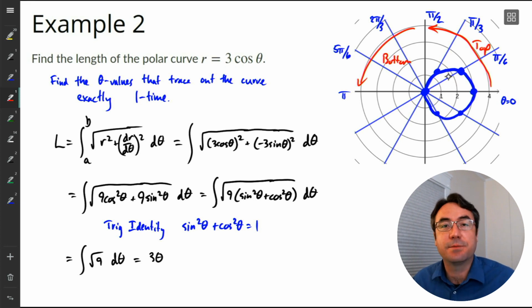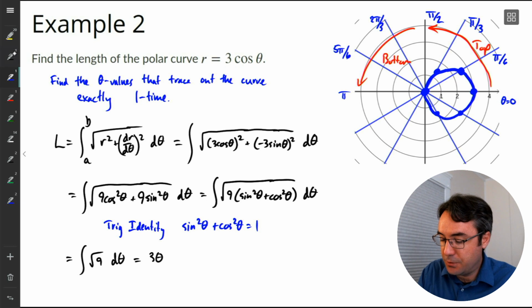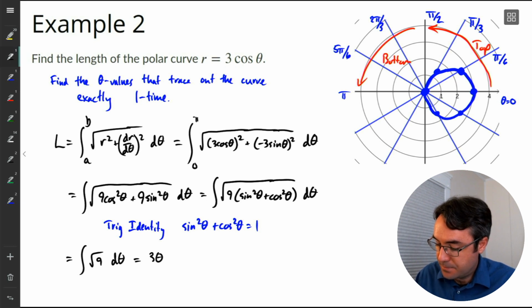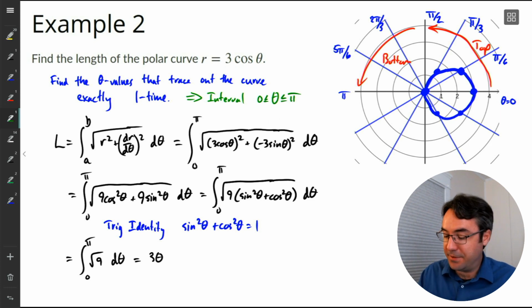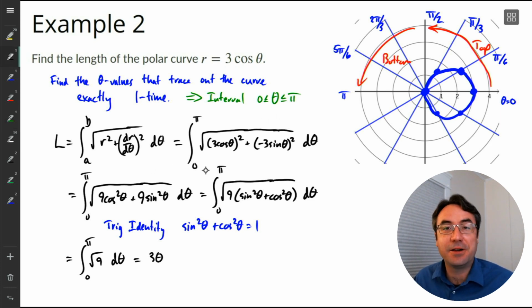All right, so we have some options here. So we know going from 0 to pi traces out the curve exactly one time. So we can use that and just fill that in here. So the interval is going to be theta between 0 and pi. So we're going to evaluate this. All the while here we were doing a definite integral, so we did want to integrate this from 0 to pi. That's tracing out the curve exactly one time.